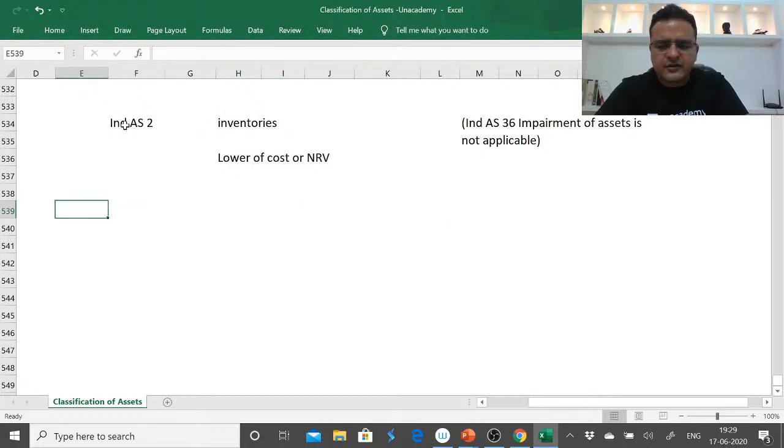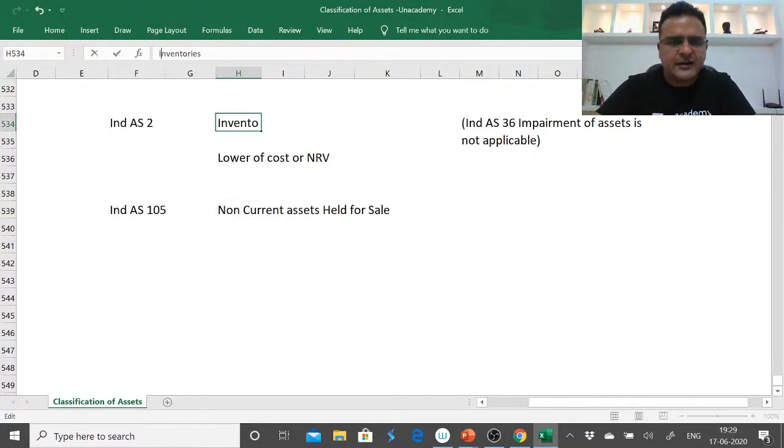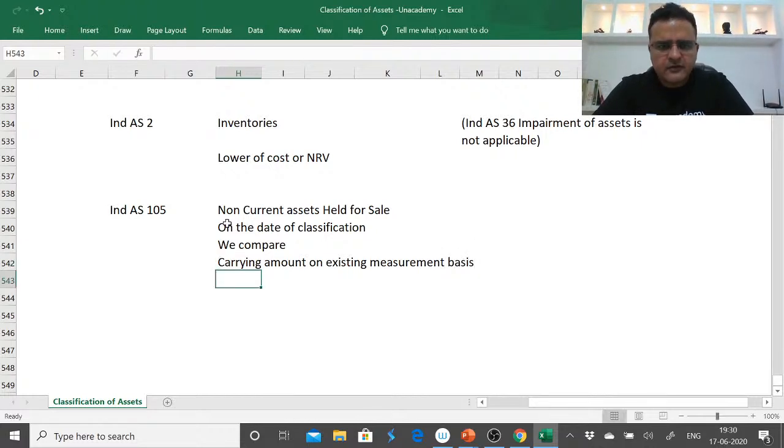Same is the case with Ind AS 105, non-current assets held for sale. Because if you get to know where it is going to be applied, when it is needed, I think that gives more clarity on where we need to use the impairment of assets standard. Non-current asset held for sale: on the date of classification, we compare the carrying amount on the existing measurement basis with fair value less cost to sell.